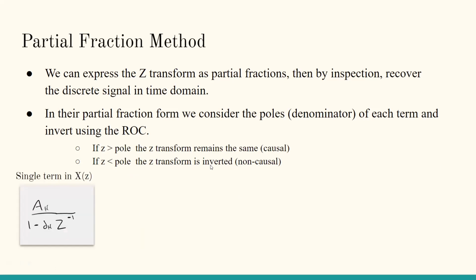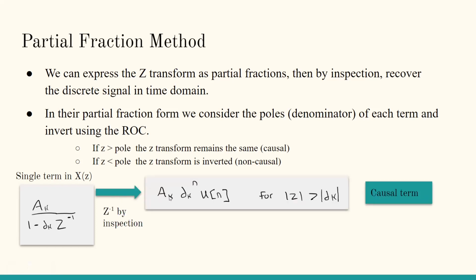And so just to quickly illustrate that, if we have some single term in X of z, where X of z has its own region of convergence, when we perform the inverse by inspection, we find that it's A_k times d_k to the power of n times a unit step. And when we compare the pole to the region of convergence of our X of z, if we find that it's within our region of convergence, so z is greater than our d_k, then this term is said to be a causal term and we don't have to invert it.